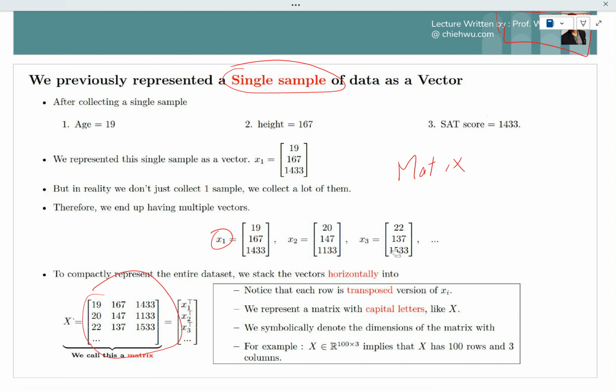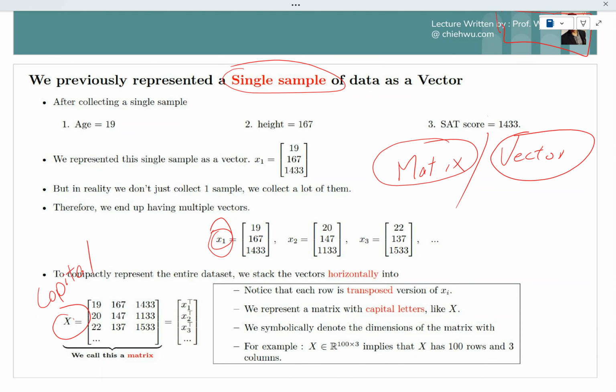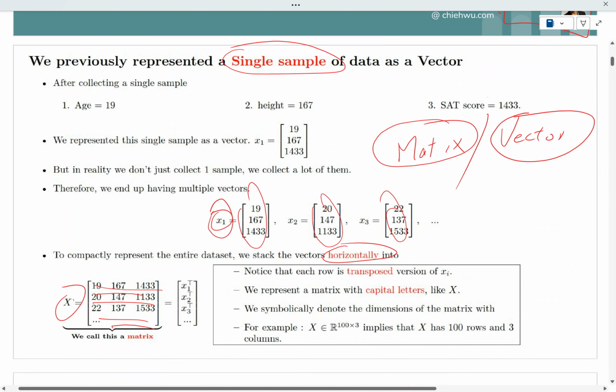Symbolically, we represent matrices and vectors differently. For matrices, we use capital letters, while for vectors, we use lowercase. So when you see lowercase or uppercase, you can immediately realize whether we are talking about vectors or matrices. Most of the time, we take each sample we collected, convert it horizontally and stack them, and that gives us the entire data set.